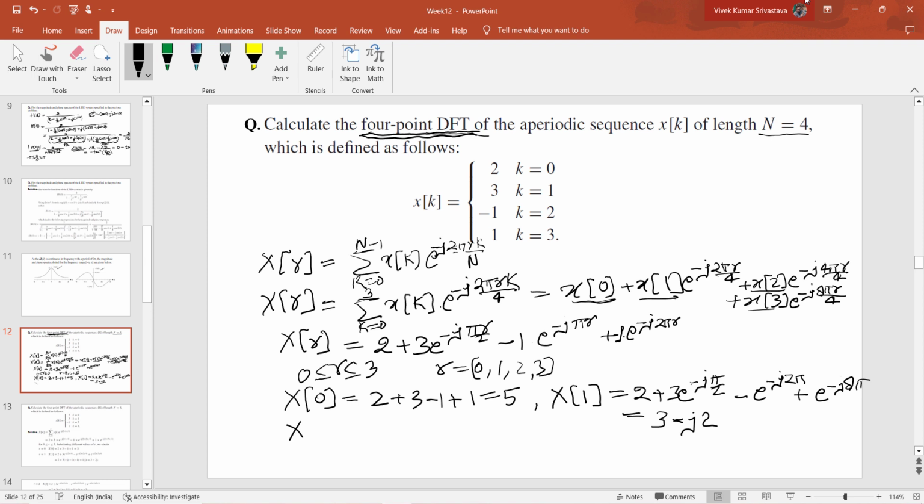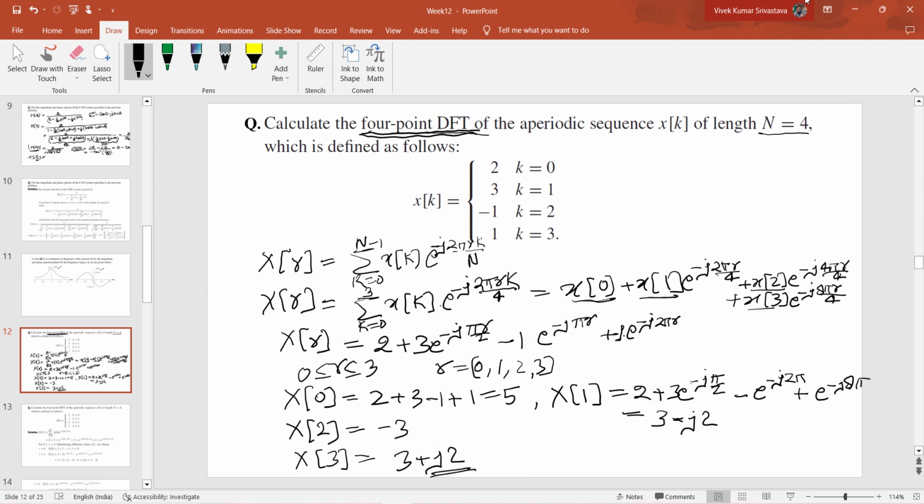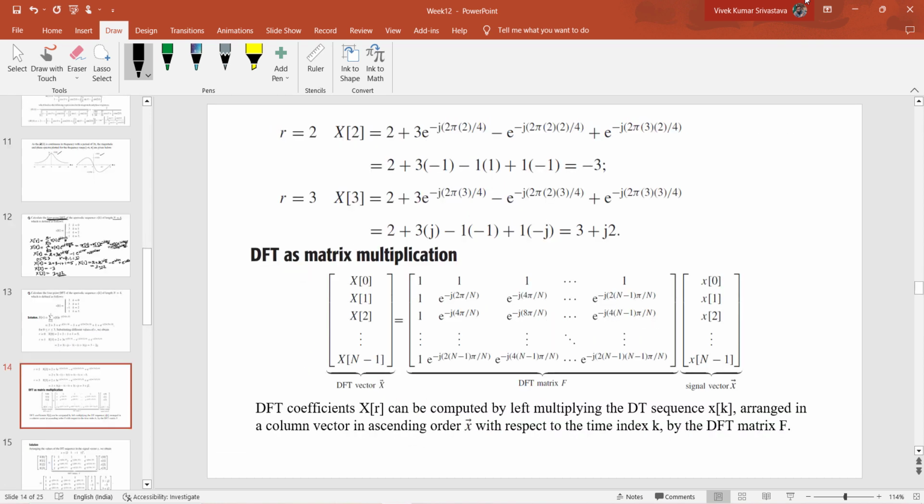Similarly, we can put the value of r as 2 and r as 3 to determine the values of x of 2 and x of 3. Once we plug in the values, we will get x of 2 as minus 3 and x of 3 as 3 plus j2. This calculation part I am leaving to you, so later you can plug the value of r as 2 and 3 in this expression so as to get the final 4-point DFT. This solution we have already seen in the previous class.